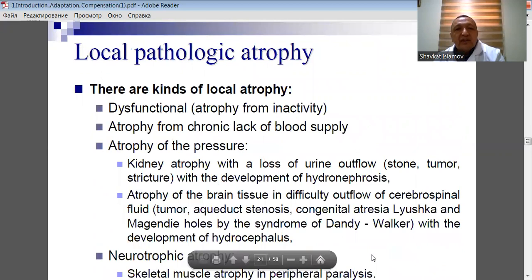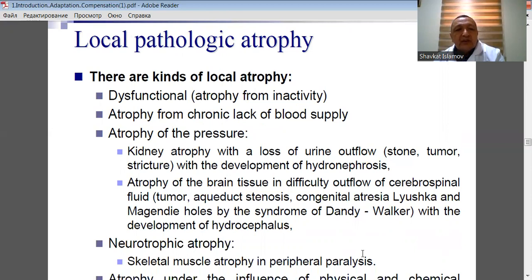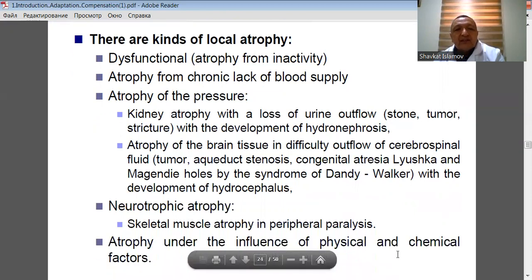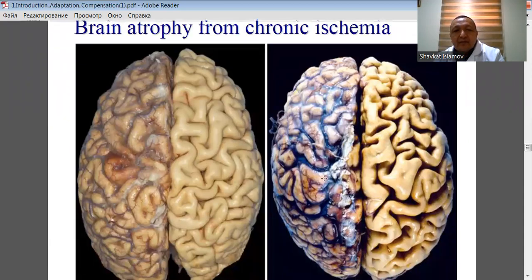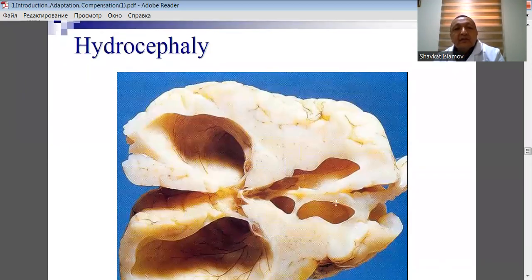Local pathological atrophy. There are several kinds of local atrophy: dysfunctional atrophy, atrophy from chronic lack of blood supply, neurotrophic atrophy, atrophy under the influence of physical and chemical factors. Brain atrophy from chronic ischemia. This is normal, this is pathological. Hydrocephaly.